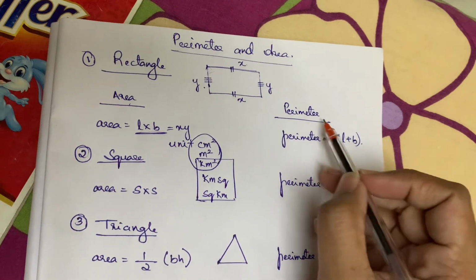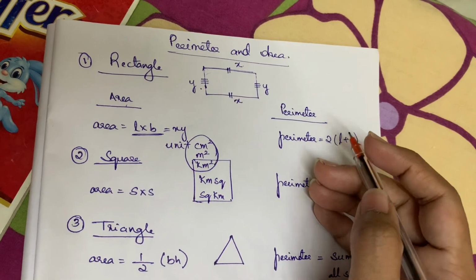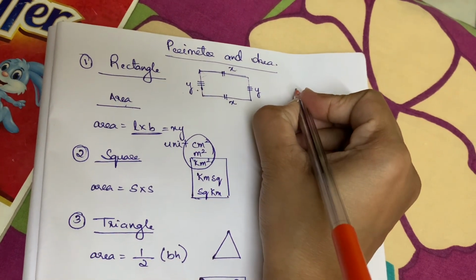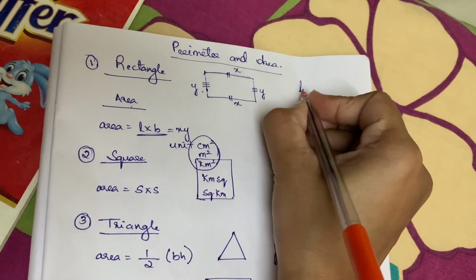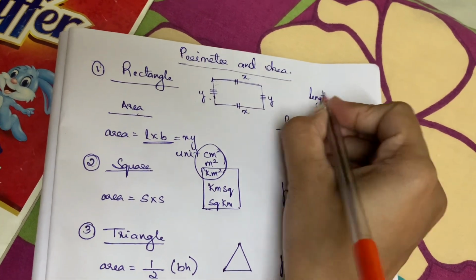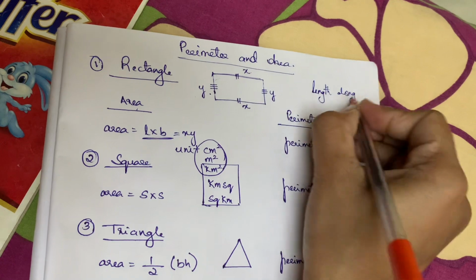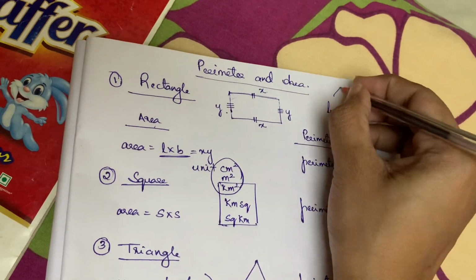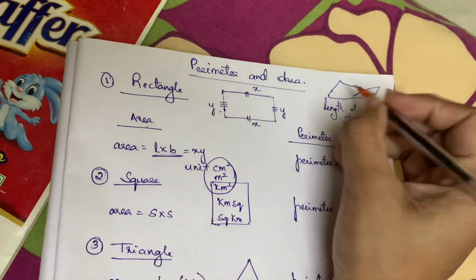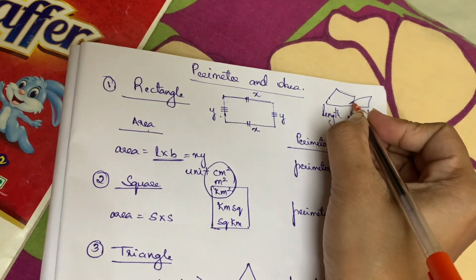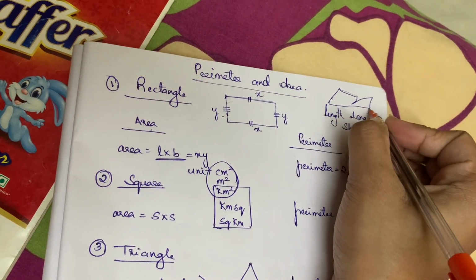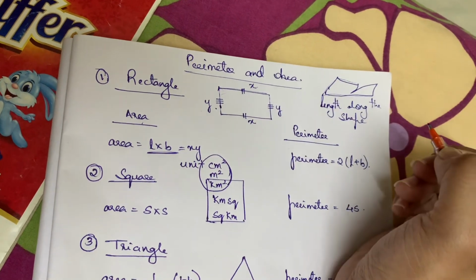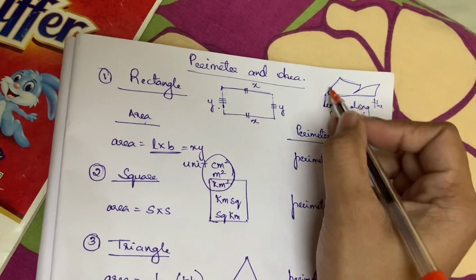Going to the perimeter of the rectangle. What does perimeter mean? Perimeter means the length along the figure, along the shapes, let's say. So if I have a shape given randomly like this, then from here I'm going to start measuring each length, the outer length, and I'm going to stop at the starting point. This is called the perimeter.